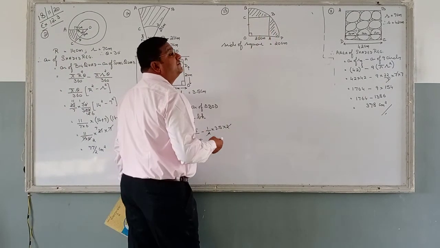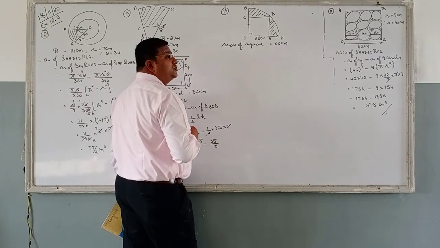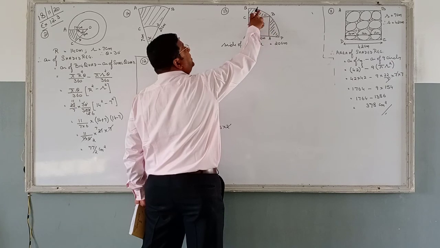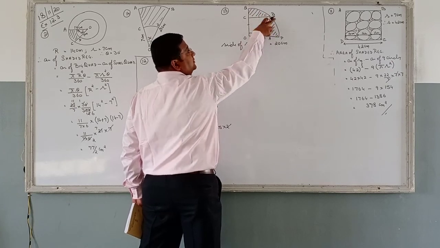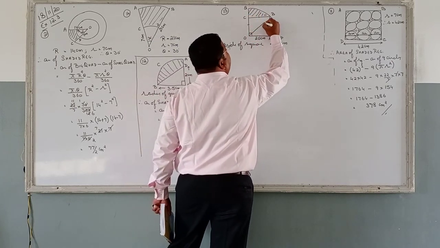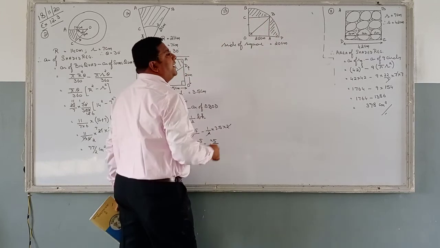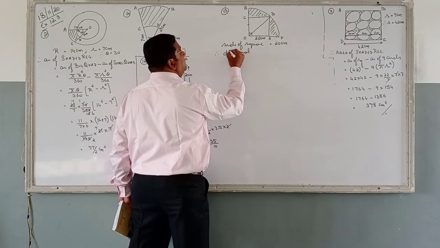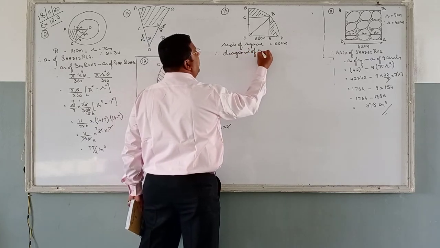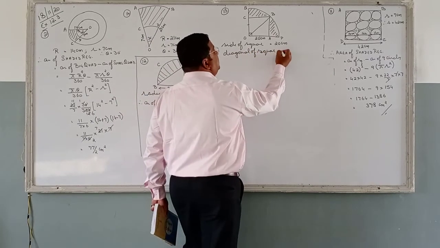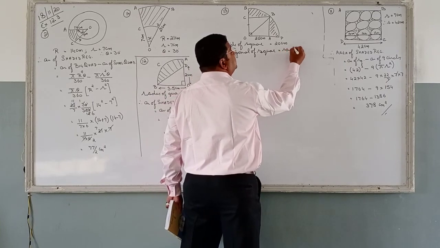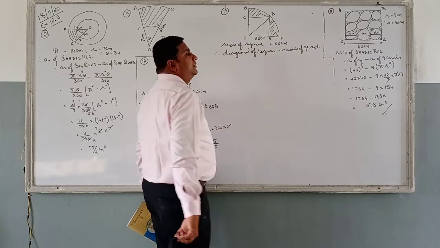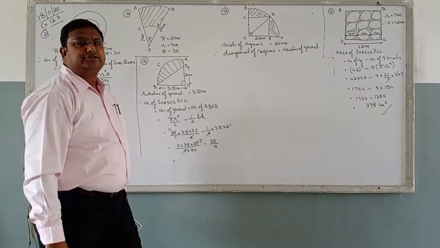Can we find? The only problem is where is the radius? Just observe carefully. Where is the radius? This is the radius. OP, OB, OQ. Is it a radius? So we can find the diagonal of this square. So therefore, diagonal of square is equal to the radius of quadrant.